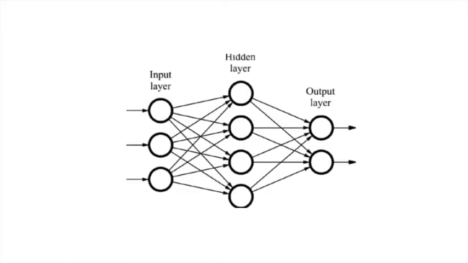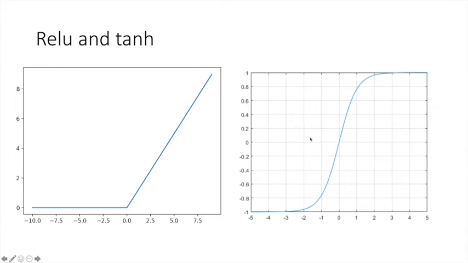Here we can see a basic architecture of a neural network. There's an input layer, some hidden layers, and an output layer. And here we can see the squeezification functions. The ReLU function limits the activation level of the neurons to be only the positive numbers. And the tanh function limits the activation range of the neurons to be between -1 and 1.